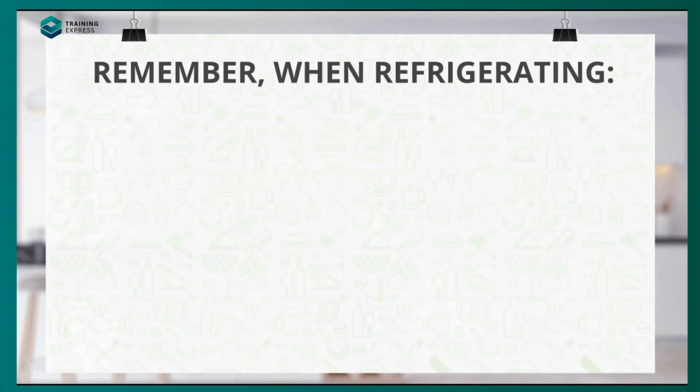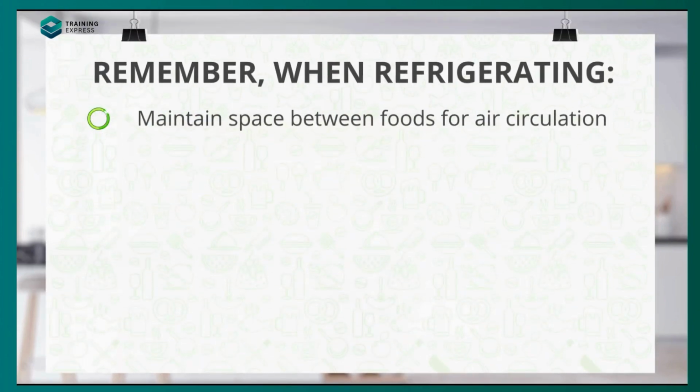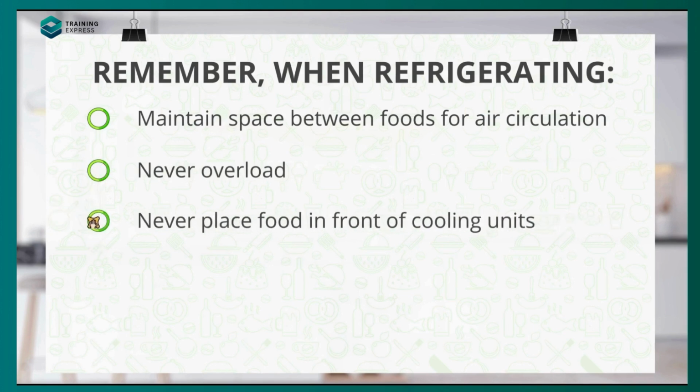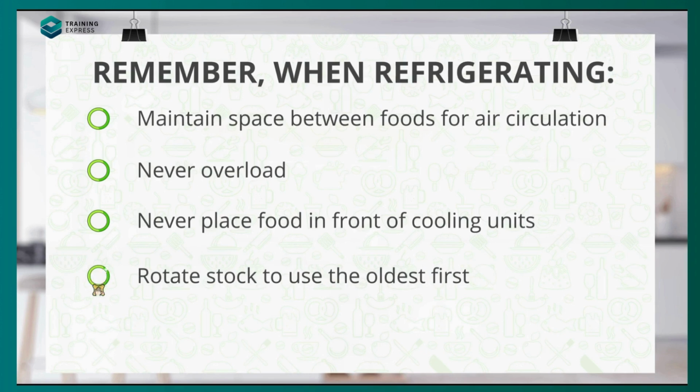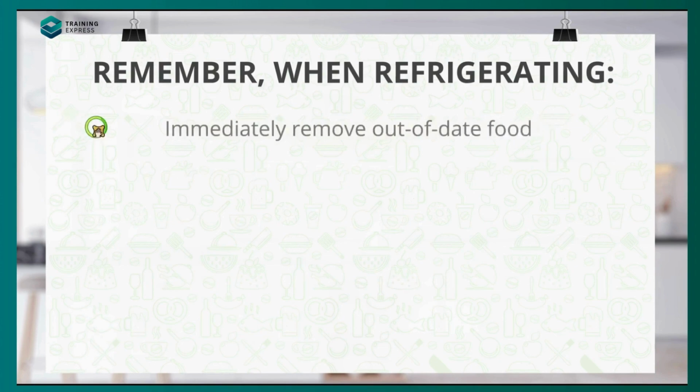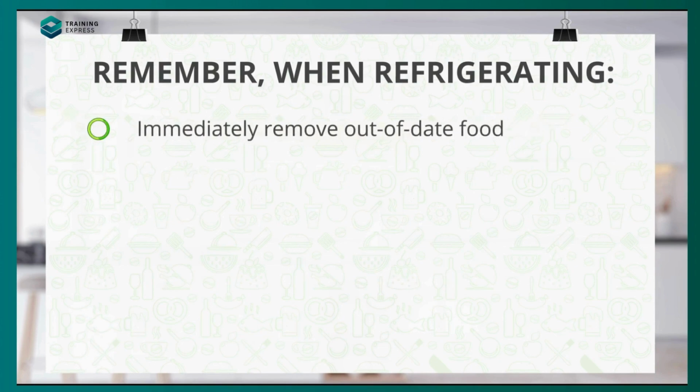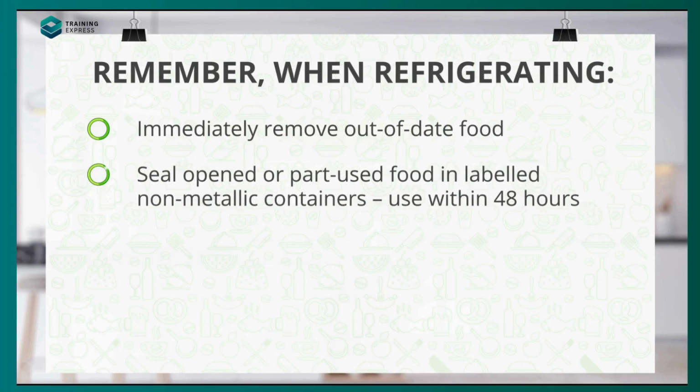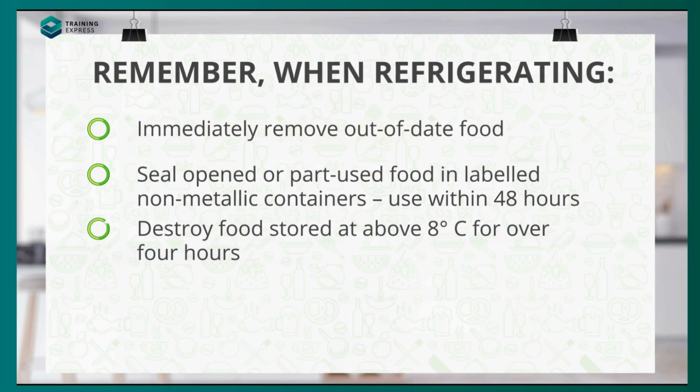Remember, when refrigerating, maintain space between foods for air circulation, never overload, never place food in front of cooling units, rotate stock to use the oldest first, check use-by dates daily, immediately remove out-of-date food, seal opened or part-used food in labelled non-metallic containers, use within 48 hours, destroy food stored at above 8 degrees C for over 4 hours, never keep open tins in fridges.